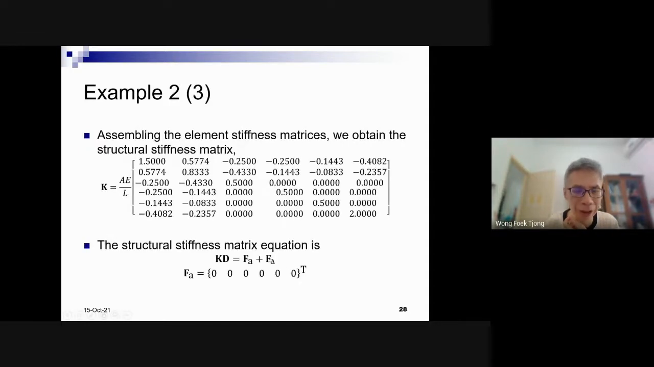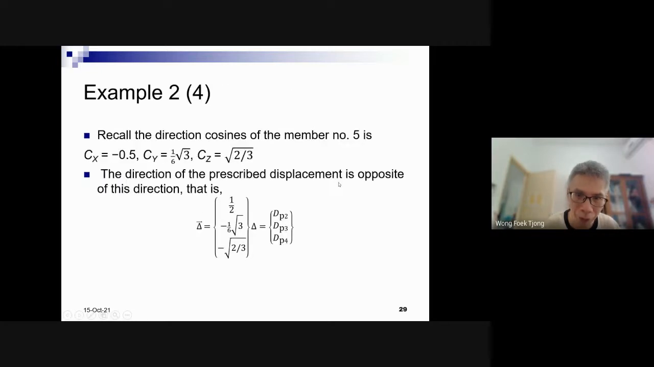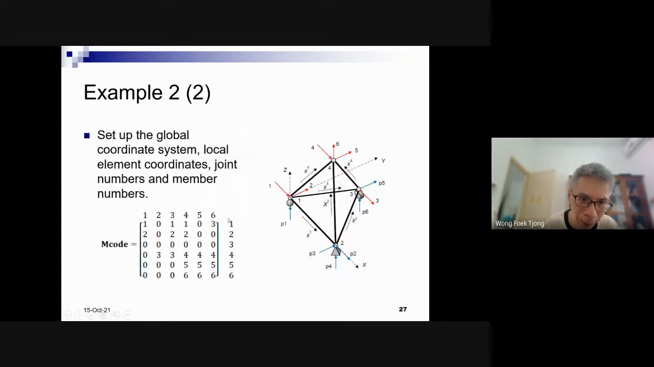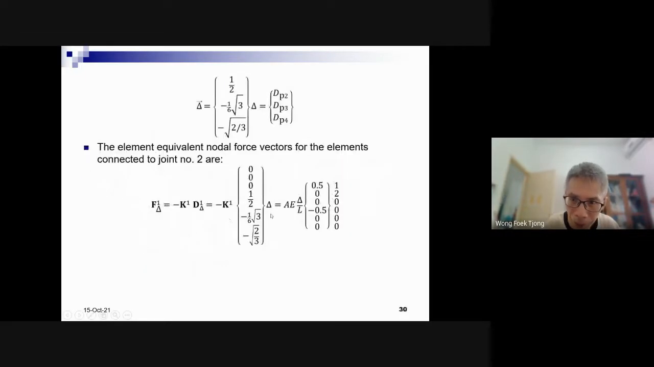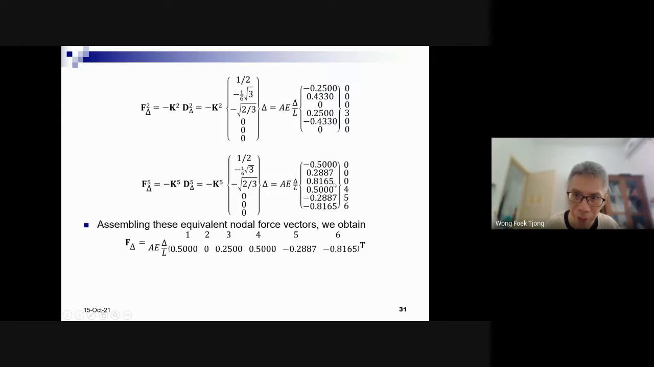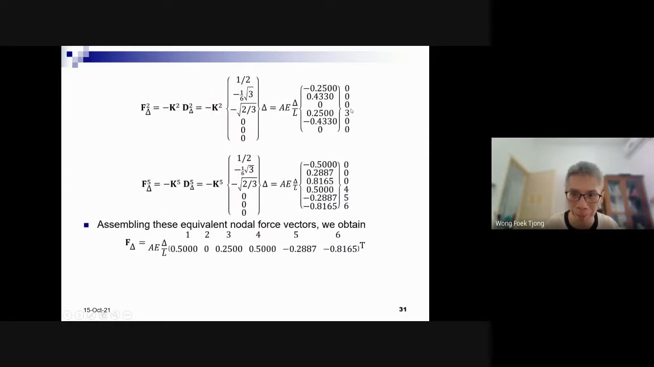So again, we use the M code to assemble the force here. We assemble using M code for element number 1. This is from M code. We take this number and then copy here: number 1, number 2, number 3. And then just assemble. Assemble means copy, and then add if overlap. Just like that, we get this.